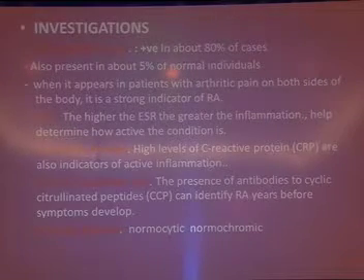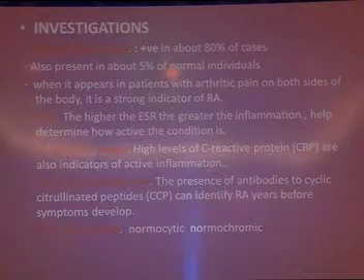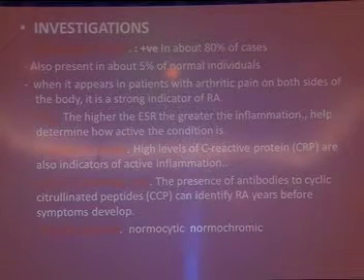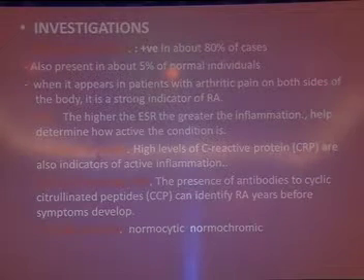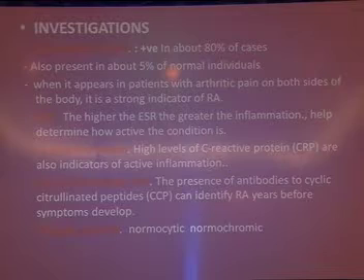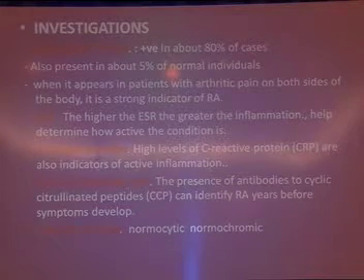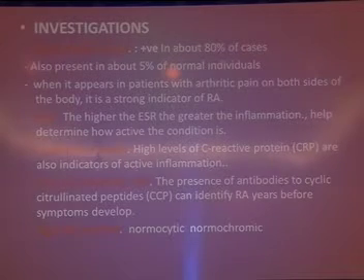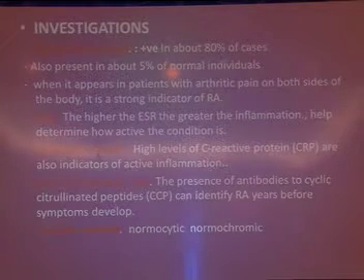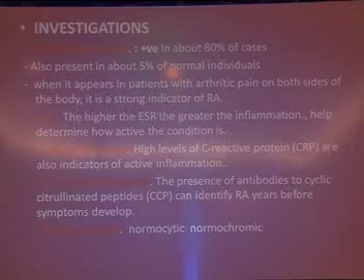Now, the investigations we use in RA. The one common is a rheumatoid factor, which is positive in about 80% of cases, but it is also present in about 5% of normal individuals. Now, when it appears in patients with arthritic pain on both sides of the body, it is a strong indicator of RA. The higher the ESR, the greater is the inflammation, helping determine how active the condition is.